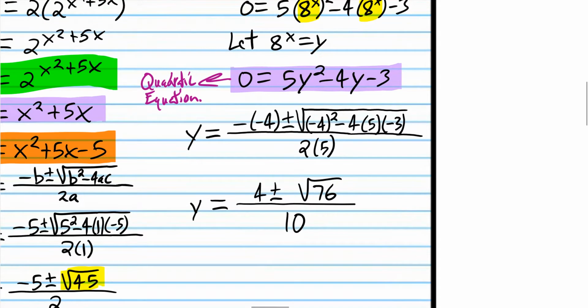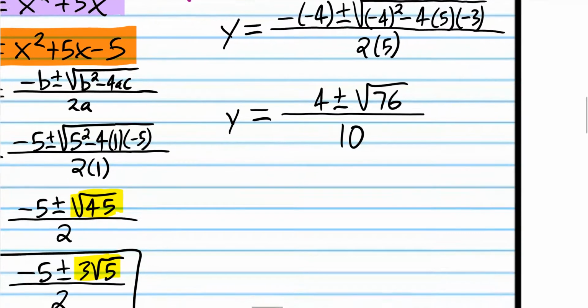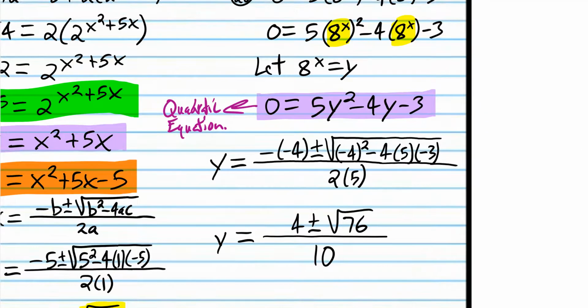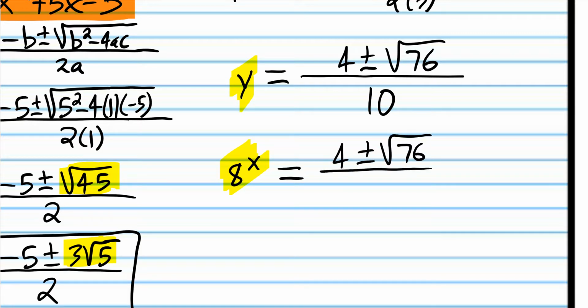Normally what we would do is pull out a perfect square out of here, but in this case, we don't really need to waste time doing that because we're just going to use a calculator anyway. And remember, y is equal to 8 to the x. We found y, but we don't want y. We want x. So then we replace y with 8 to the x, and again, we can just keep it in this unsimplified form.